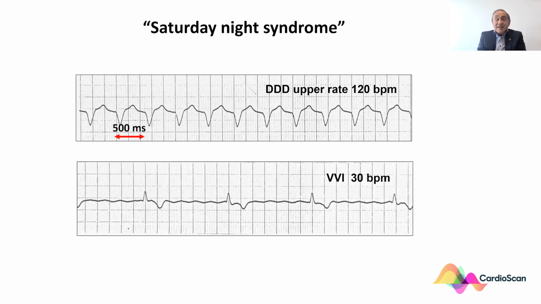On reprogramming to VVI, one can see the reason for this is atrial fibrillation with a slow ventricular response, indeed regular and wide QRS, and this is complete heart block. And so the patient, when VVI 30, we can bring out the native rhythm.